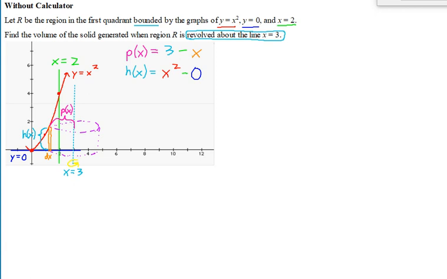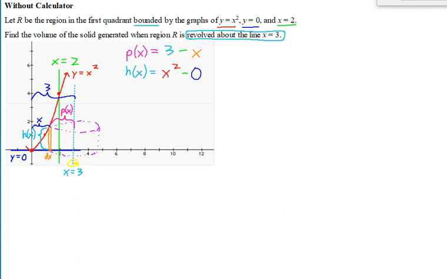Another way to see why the 3 minus x makes sense is if you look here, you can see this whole distance back to the y-axis here, that's 3. And this distance right here to the rectangle, that's the x coordinate, this function. So you can see if you did 3 minus x, that would give you the correct p of x radius. And this we're going to set up without a calculator.